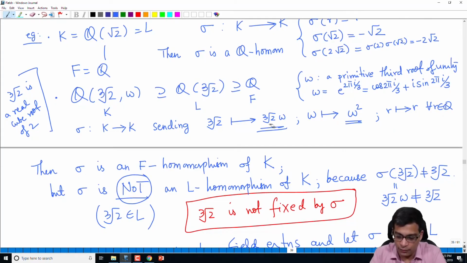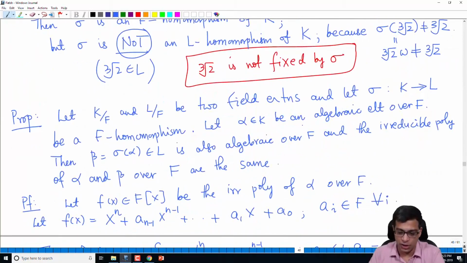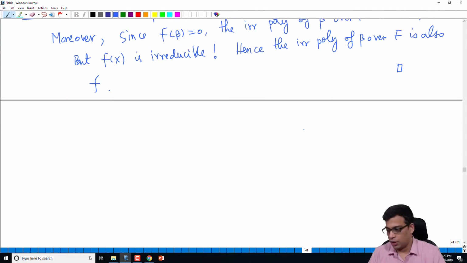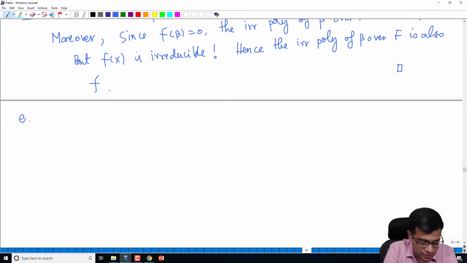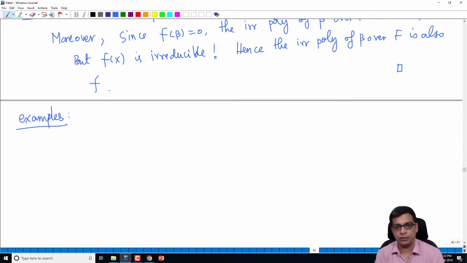And that's the reason why I cannot arbitrarily choose anything I want as an image of cube root of 2 in this example. Because what is the irreducible polynomial of cube root of 2? I will come back to this and write it again, but it is x^3 - 2. So the image of cube root of 2 has to be another root of that polynomial. Similarly, the image of omega has to be another root of its irreducible polynomial, and so omega squared is a possibility. Okay, so as examples to illustrate how limited F-homomorphisms are, because of this very strong restriction on what the image of an element is.